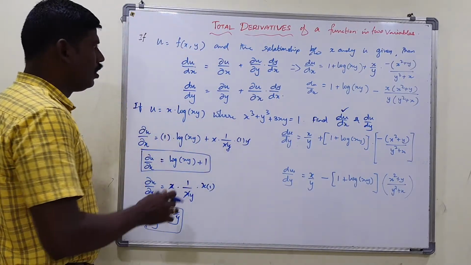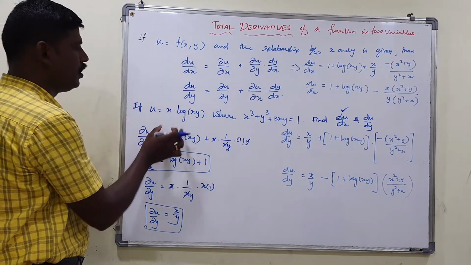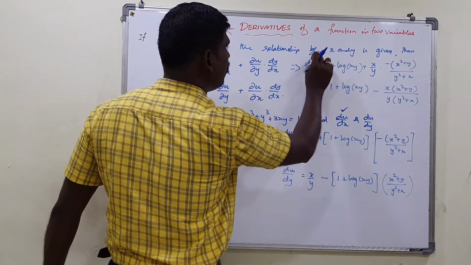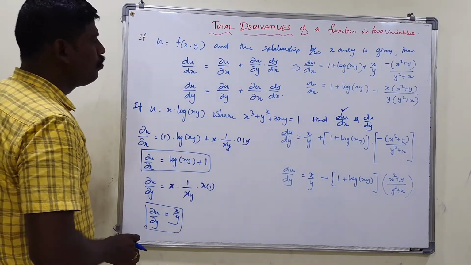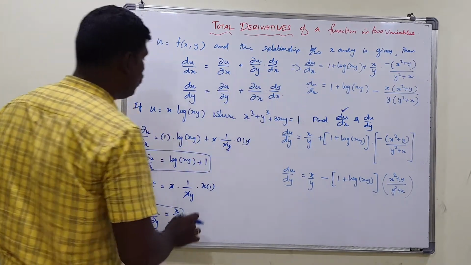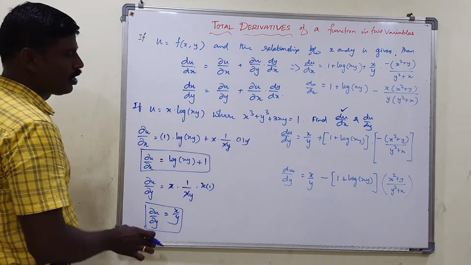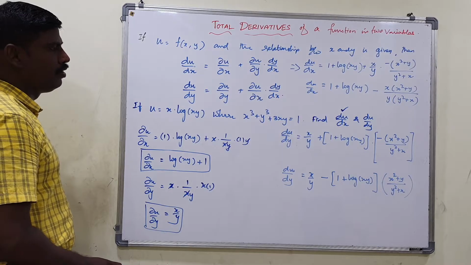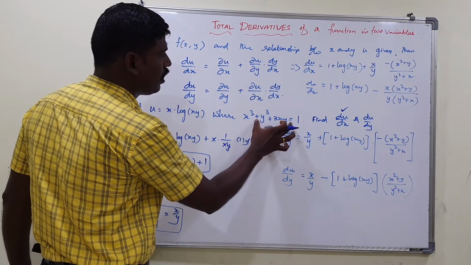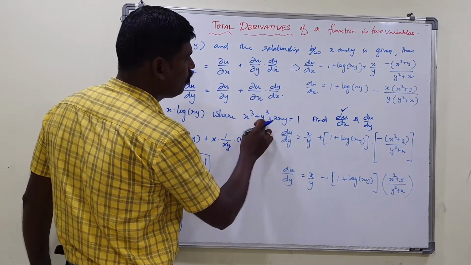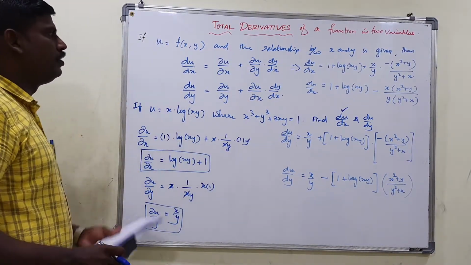So now I have done a problem based on these given conditions. u of x comma y is given, and the relationship between x and y is also given. So how to find du by dx and du by dy? Using this formula we can find them. I take partial derivatives with respect to the variables on the right hand side. Then we take the total differentiation of these implicit functions, and through this we can find dy by dx. Substitute these three values into this formula, and you can get the total derivative of the given function.